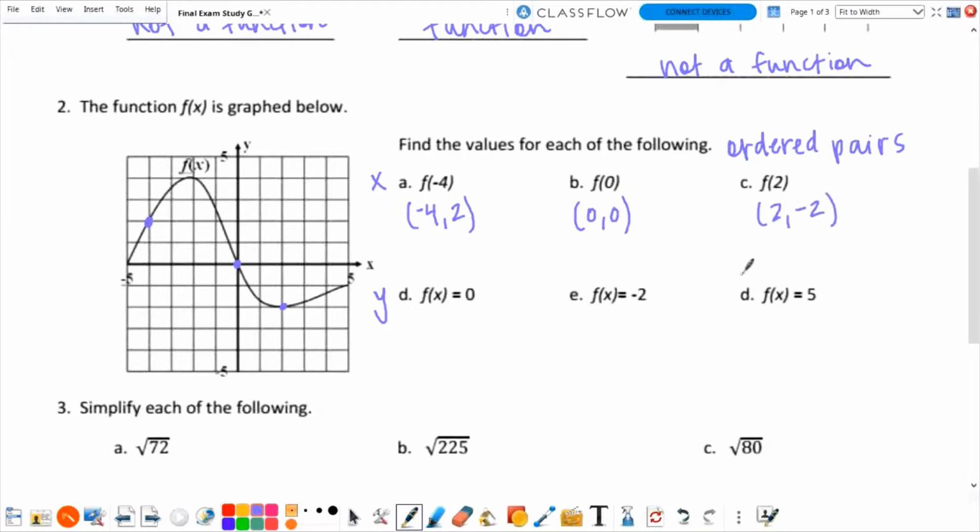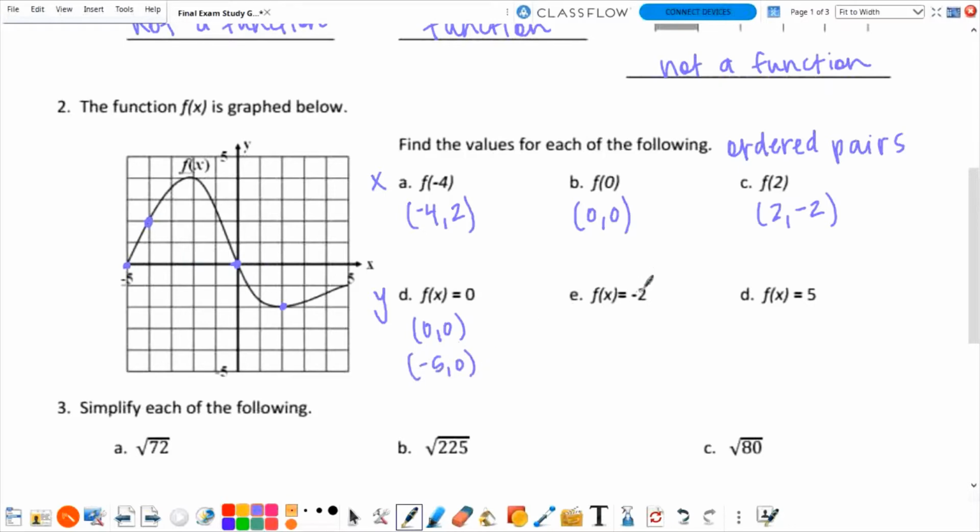And then the next three, which are labeled E and D again, that must be a typo, are also y values, right? So we're looking for the matching x value. So we have f of x equals 0. So where on this y-axis do we have 0? It's right here. And we already have one point there. That's 0, 0. But if you notice, as we drag across, we also have -5 and 0.